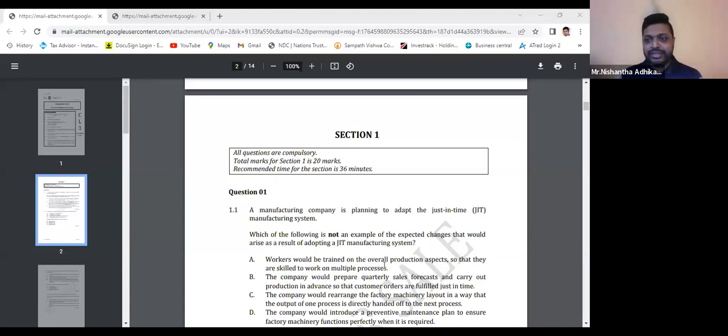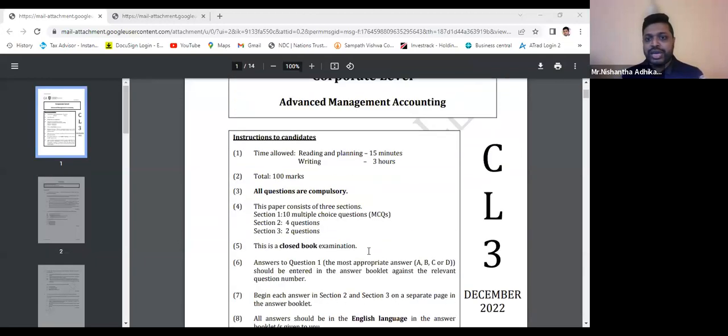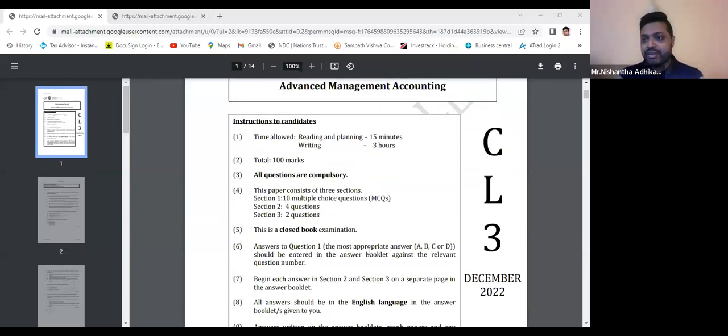First, I will explain the paper structure. Right. You have 3 hours. This is a 3-hour paper. You will receive 15-minute reading time, and you can read the paper and get an idea about the questions. Thereafter, there is the planning time, reading and planning time, 15 minutes, and you will receive the 3 hours for the entire paper. Right.